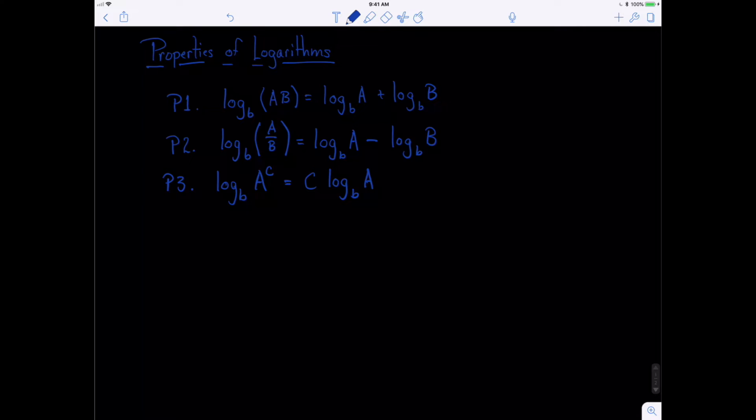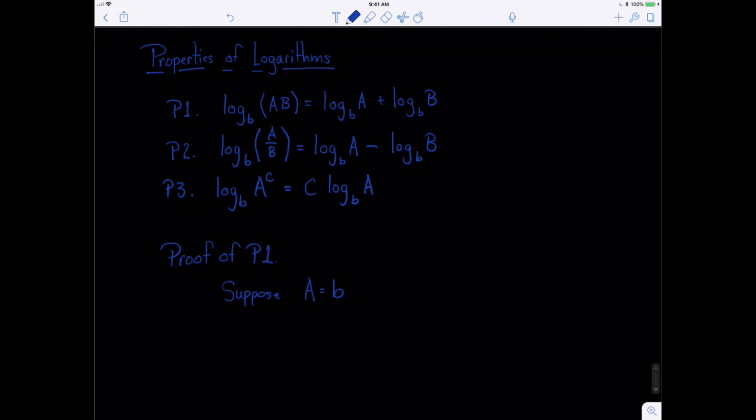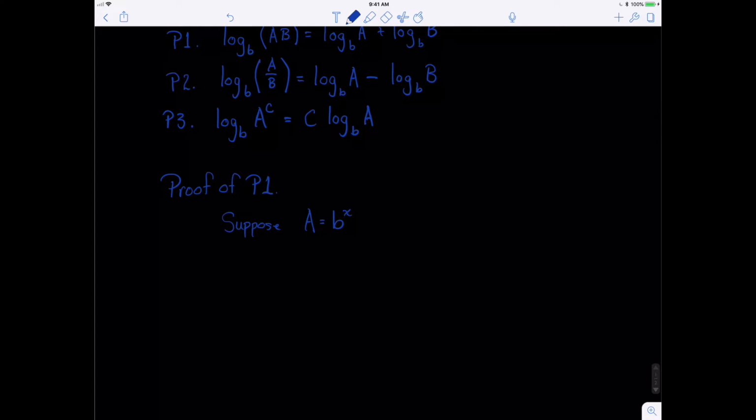We'll just do one of these, I think. Proof of P1. And here's how it goes. So suppose that we can write the number A in base b. It doesn't mean that A equals b. What it means is that if you raise b to some number, it'll equal A. And we're going to do this for B as well. B can be written in that same base b raised to some other power.